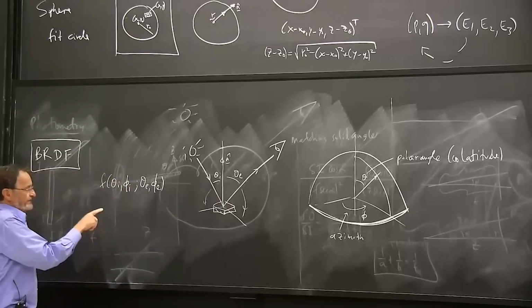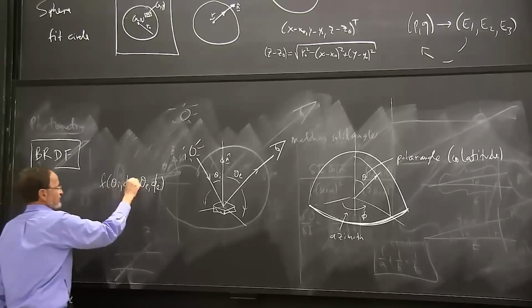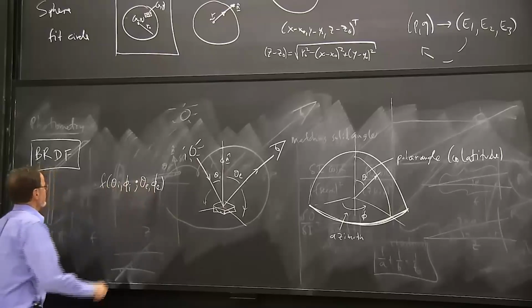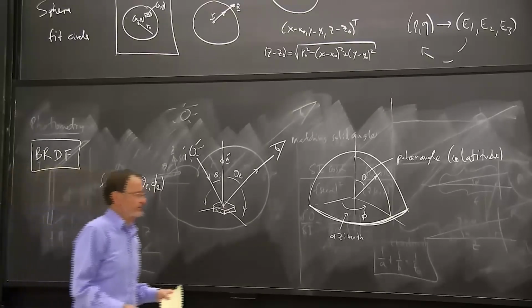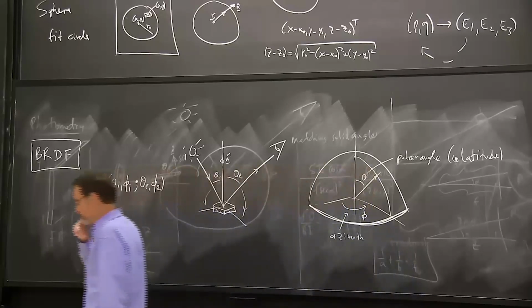And then, since the brightness is going to depend on all of those, I can write it as some function like this, and the official terminology is that's the bidirectional reflectance distribution function.